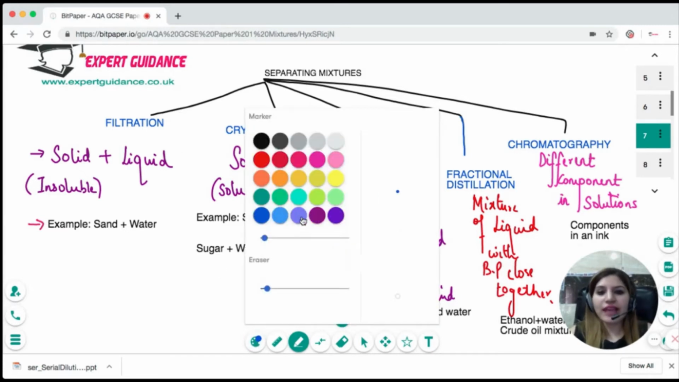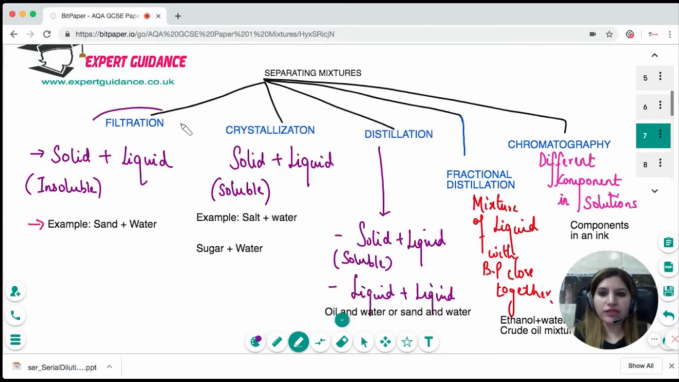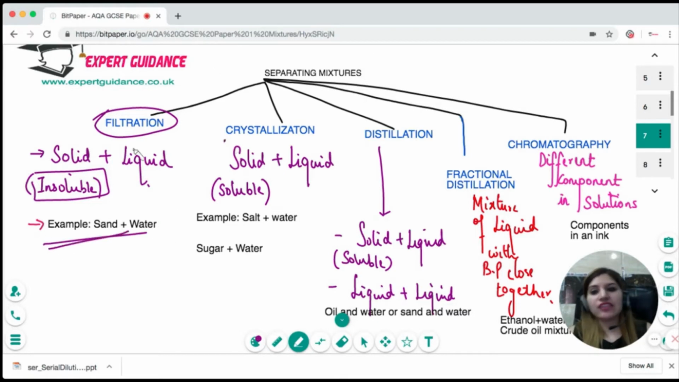There are 5 techniques you need to be aware of. First is filtration, which is used when you have a mixture of solid and liquid where the solid is insoluble. So the solid is insoluble in the liquid, so you can easily filter it off and the solid will stick to the filter paper. Example, sand and water. In crystallization, again, you can separate a solid and liquid, but in this case, the solid is completely soluble in the liquid. For example, salt and water solution, sugar and water solution.